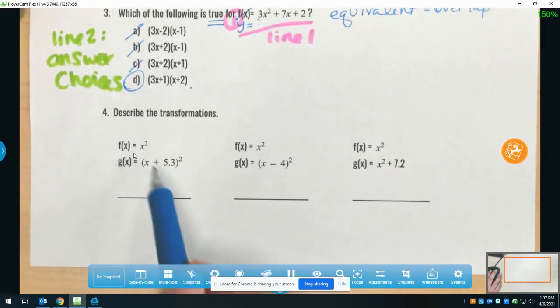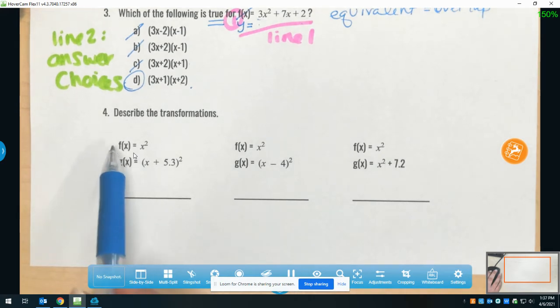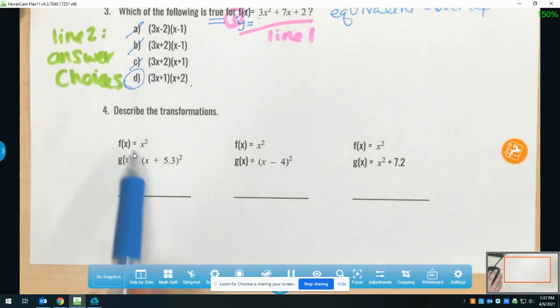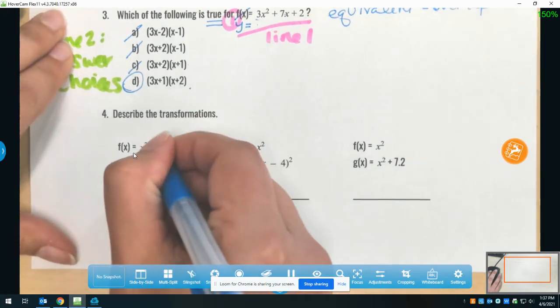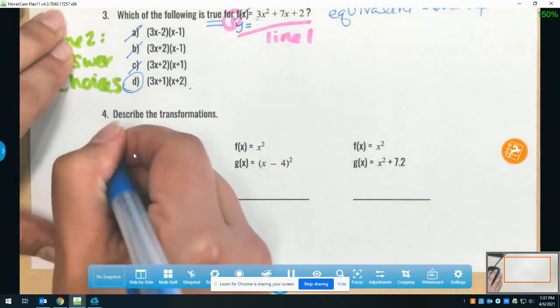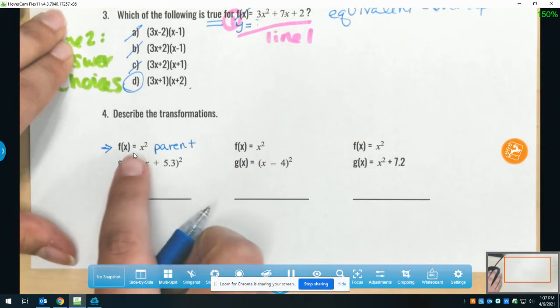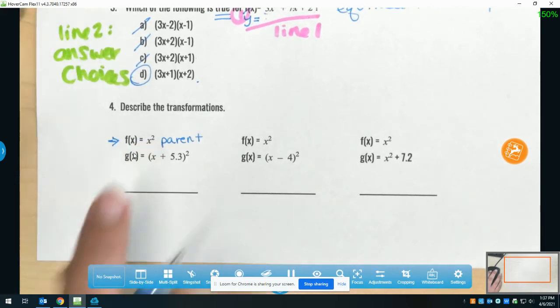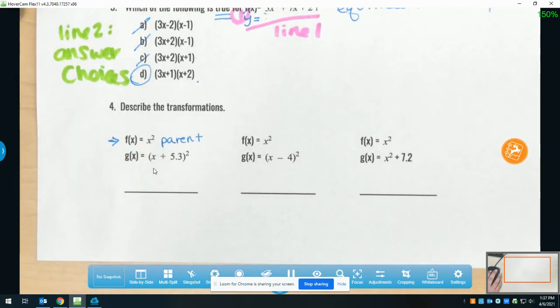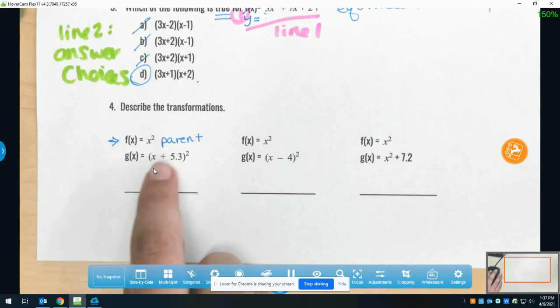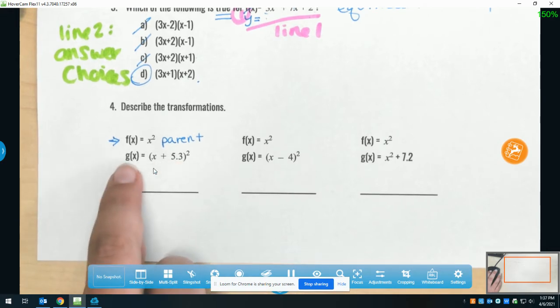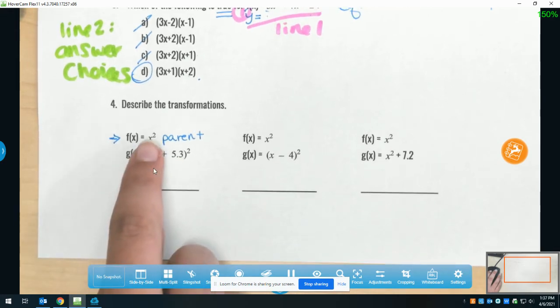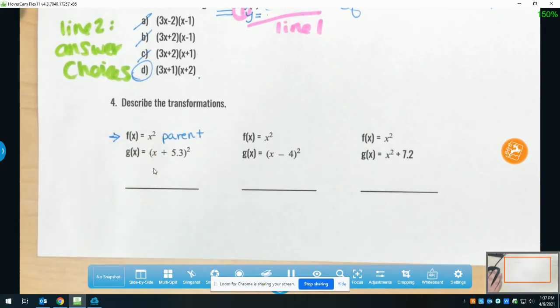Now, describing the transformations, we talked about comparing the graphs. So this is our parent function, starting off with that f of x equals x squared. So that's our most basic version of the quadratic function. If we look at g of x, that's our transformed function. So we want to compare parent to the transformed.